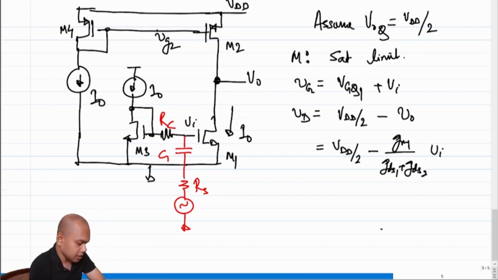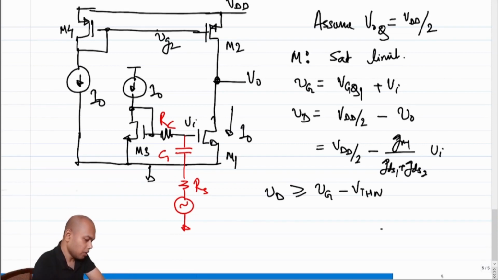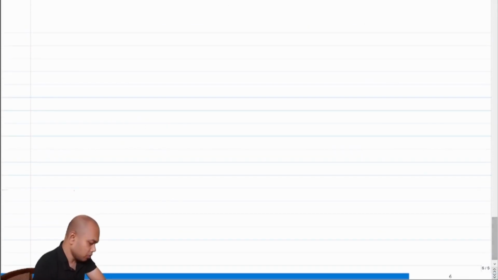So what will be the condition? The condition for saturation will be Vd should be greater than or equal to Vg minus the threshold voltage of the NMOS, and you can plug in the values and you will get something. Similarly, you will get the same for the cutoff condition also. But I would like to concentrate more on what's happening with the NMOS transistor, because that is the new thing in our system. Okay, so let's do that.